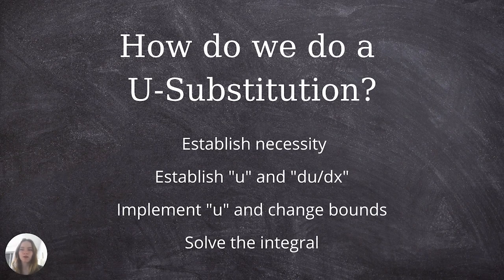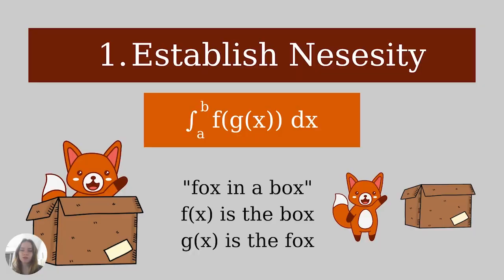So, how do we do a U-Substitution? I will teach you how in 4 parts. Part 1 is establishing necessity. This means looking at the integral and making sure a U-Substitution would be helpful. Then once necessity is established, we find our u and its derivative du dx. Then we can plug this u back into our equation and change our bounds so they're consistent with the changes we made to our equation. And last, we solve the integral.